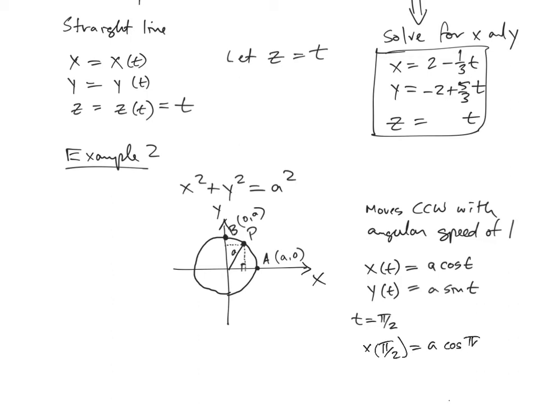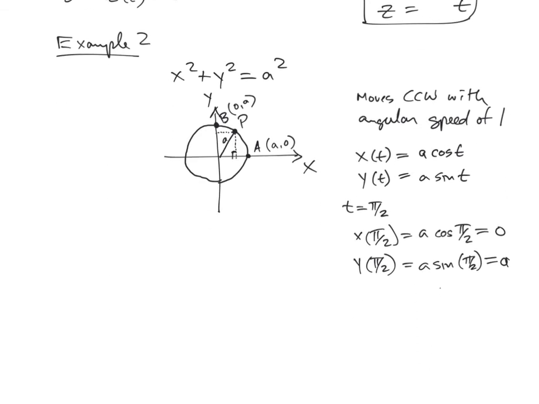Well, in that case, what's the cos of pi by 2? It's 0. What's the sine of pi by 2? Well, that's 1, so I get a. Okay, so it looks like it works. And you can keep trying other points to make sure that at different values of t, which you can interpret to be this angle here, that's our t, these equations will give you the correct coordinates for x and y on this circle.